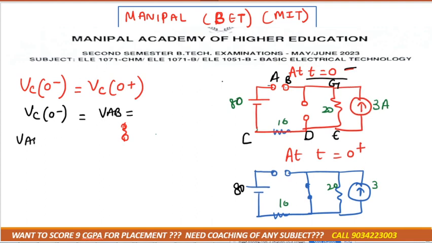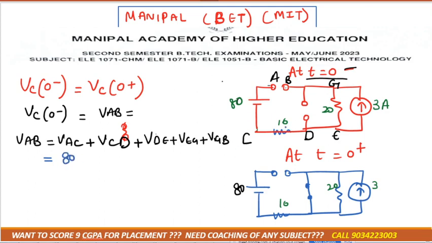So VAB would be equal to VAC plus VCD plus VDE plus VEG plus VGB, correct? VAC is how much? 80. VCD is how much? Again ICD into RCD. VDE how much? So VE how much? IG into RG plus VGB is equal to 0. Okay.